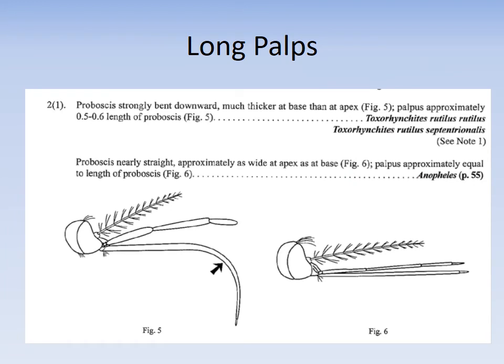If the palpi were as long as the proboscis, we would then jump to couplet 2, which we are not. But if we did, we would see these two genera here, which is Toxorynchides and Anopheles. You will be finding lots of Anopheles throughout your IDing career. Toxorynchides are a little more rare, and so if you're seeing a long curved proboscis, maybe I have something like this.